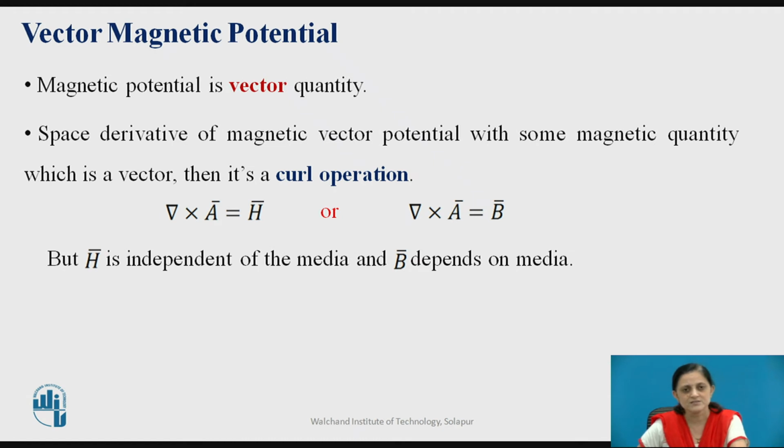But in the above slide we have seen that the magnetic field depends upon the media, and therefore the given vector should depend on the media. In the previous lecture we have seen that H bar is independent of the media, whereas B bar depends on the media, where H bar is the magnetic field intensity and B bar is the magnetic flux density. So B bar depends on the media, and therefore we consider the equation del cross A bar is equal to B bar.